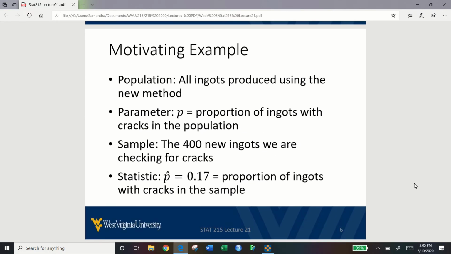So in this situation, our population is going to be all ingots produced using our new method. Parameter P is the proportion of ingots with cracks in the population. Our sample is the 400 new ingots we are checking for cracks. Our statistic, p hat equal to 0.17, is going to be the proportion of ingots with cracks in the sample.